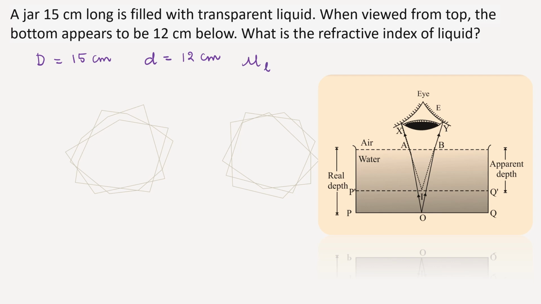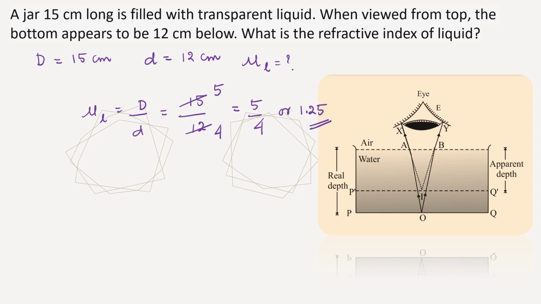Right now I have given you the trick. Mu L is equal to capital D by d. That's it. 15 by 12. Centimeter gets cancelled out. So 3 5s are 15, 3 4s are 12, so 5 by 4 is the refractive index. Or if you want, you can write it in decimal too. In decimal this will be 1.25. That is the solution for this question.